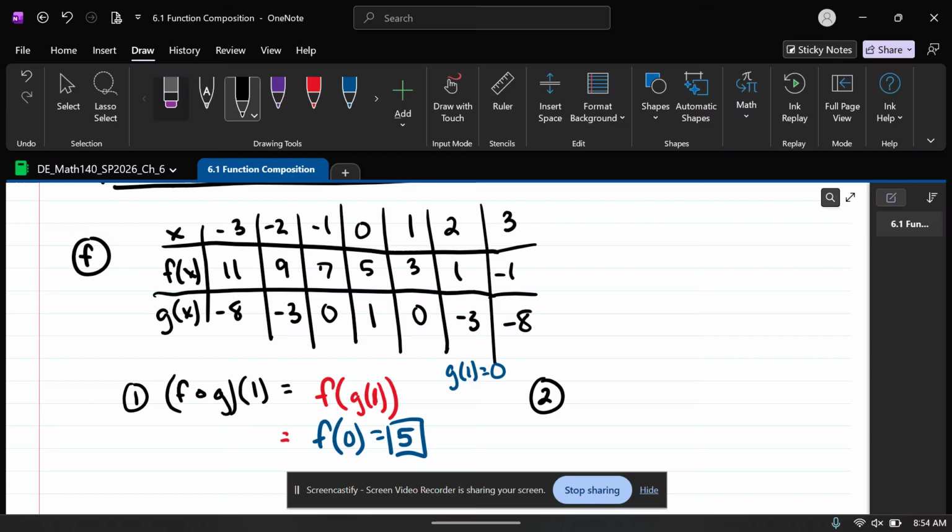So this is the x value. It goes into this one first. Get the answer for that. That becomes your new x value. That goes into this one. We're working from right to left.